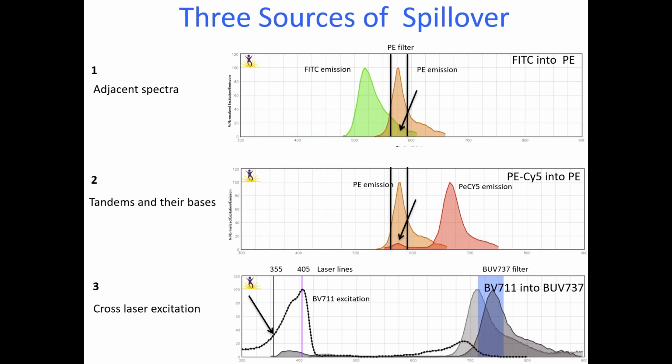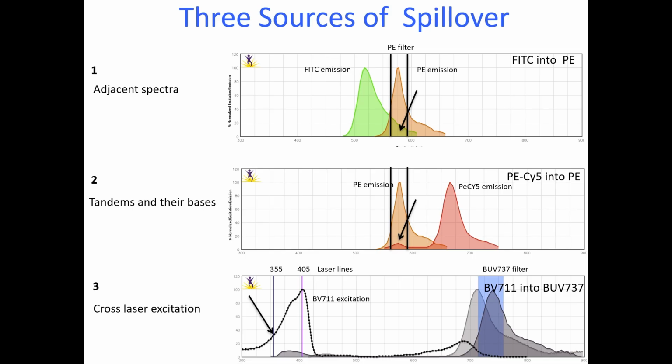To recap, there are three sources of spectral spillover: adjacent spectra, where the emission spectra from fluorochromes excited off the same laser partially overlap; tandem to base. Remember we talked about tandem dyes, two fluorochromes coupled together. If the coupling is not optimal, there can be incomplete energy transfer and some leakage of fluorescence from the base or donor fluorochrome. Here it's spilling into the PE detector.